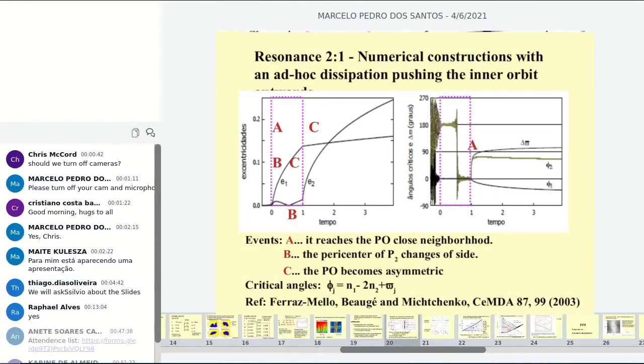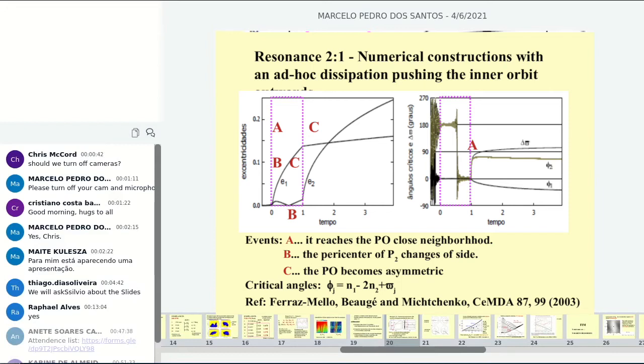I will prefer the second one. This is the one in which I have worked myself, because I think that it is, from the didactical point of view, much more interesting to see the results. So the numerical construction with an ad hoc dissipation, pushing the inner body outside. So if I have two planets and I push the inner one outside, I am provoking a convergent migration of the system. So I am squeezing one planet against the other. I start, as I told you, with circular orbits. I show two pictures.